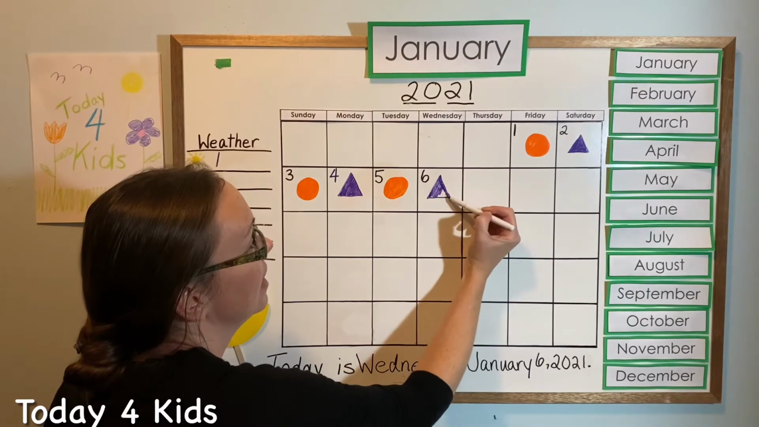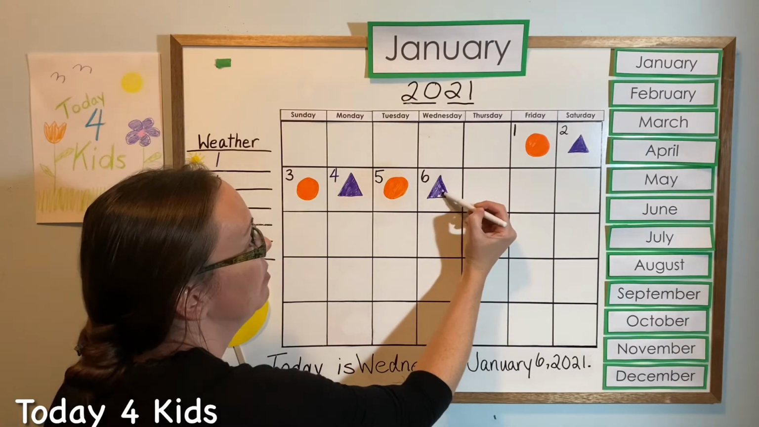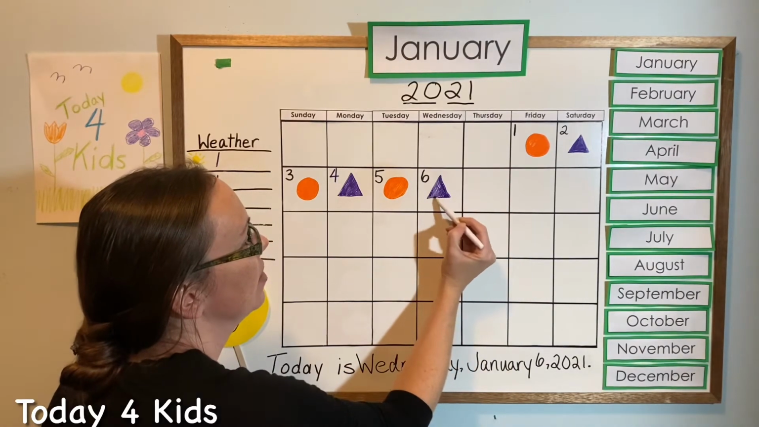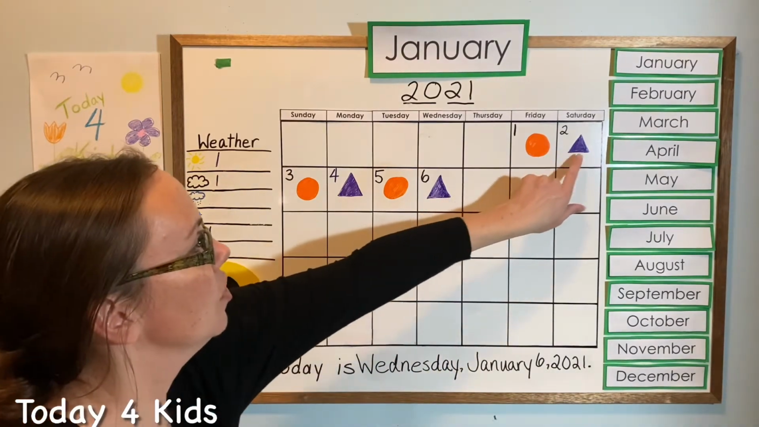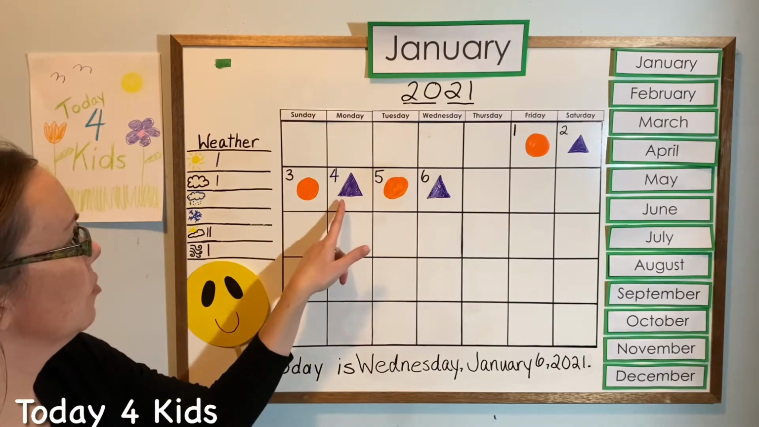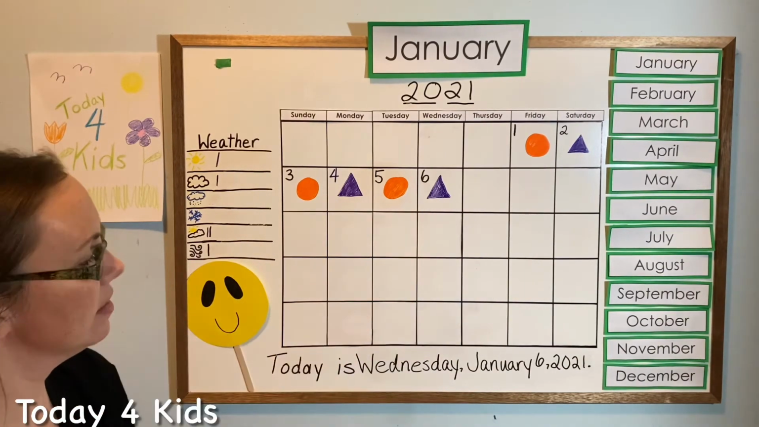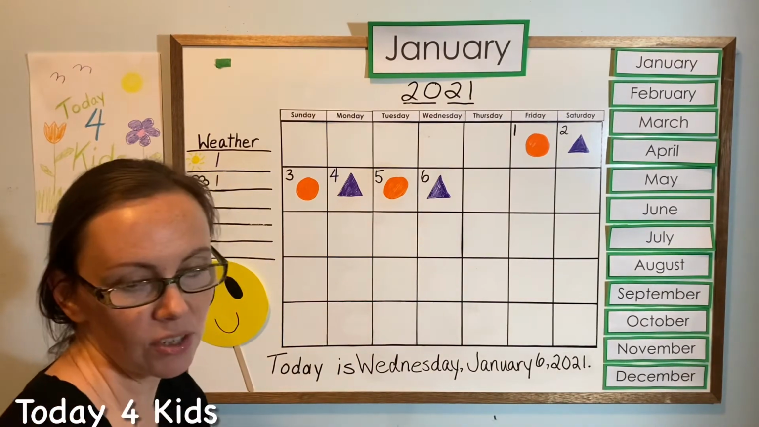We try to stay in the lines. Sometimes it doesn't happen, but we just try our best and we will get better every time we practice. So our pattern is orange circle, purple triangle, orange circle, purple triangle, orange circle, purple triangle. Good job. And now let's do the weather.